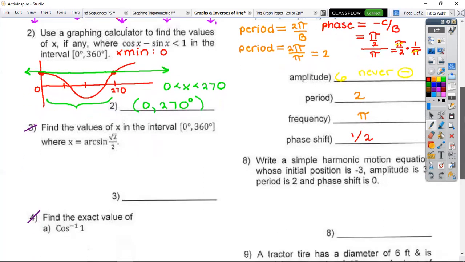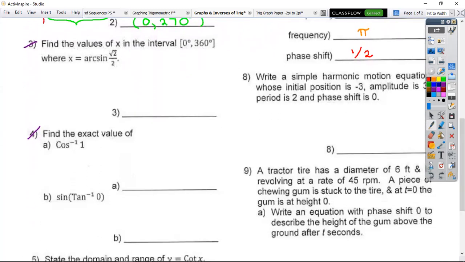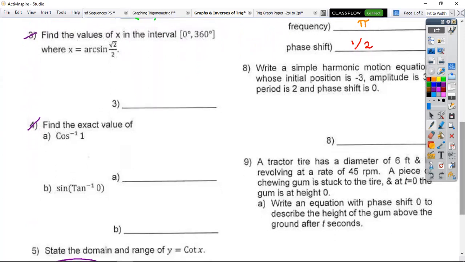Okay. How do you feel with all those? So pretty good? Awesome. So your last two here. Number 8, you're going to write a simple harmonic motion equation. This is the word problems that we did. So this is either a sine or a cosine graph. Now your initial position is -3. So this is where I said we want to be familiar with what sine and cosine graphs look like.